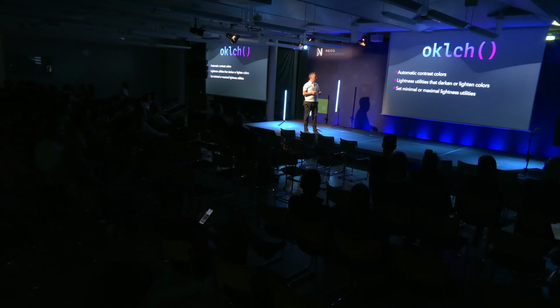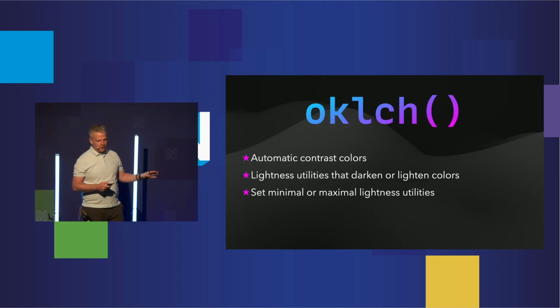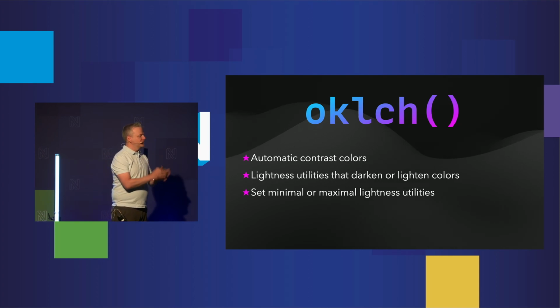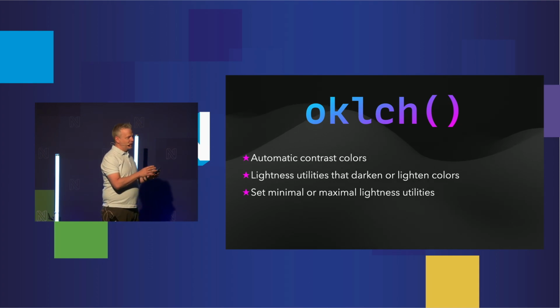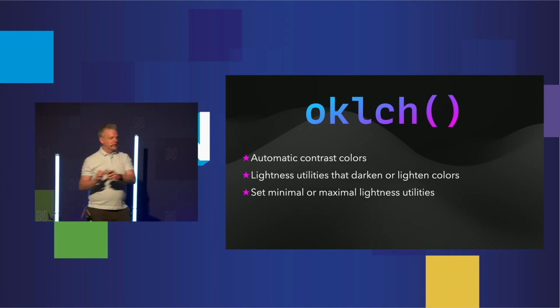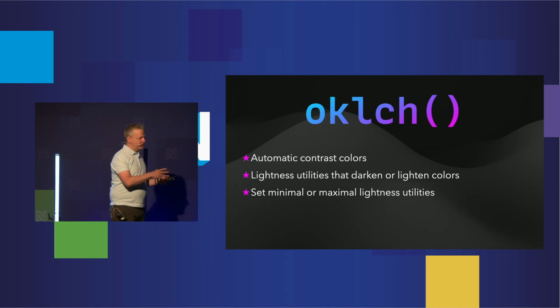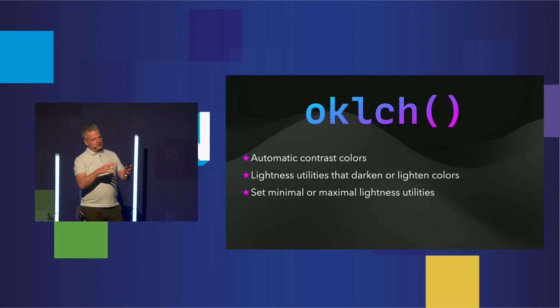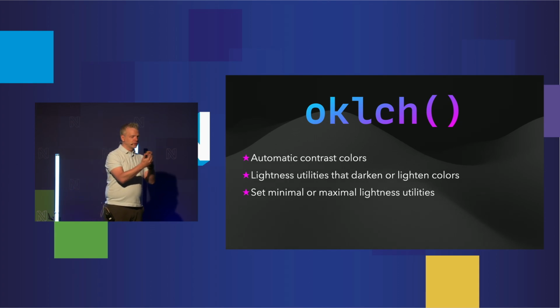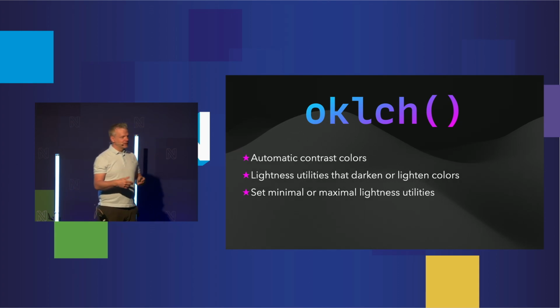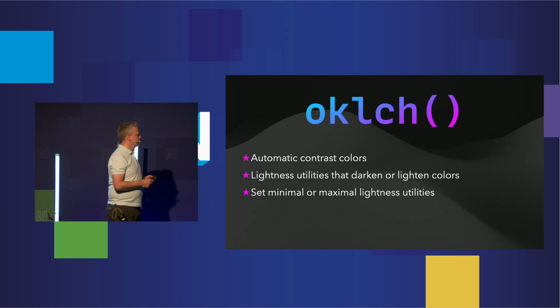And with this, we are able to have automatic contrast colors. We have utilities to say, I want this color, but a little bit darker or a little bit lighter. And even utilities where you can say, this is the minimal lightness or the maximal lightness, a kind of threshold where you say, don't get lighter than that. Like a switch. And it's freaking awesome.